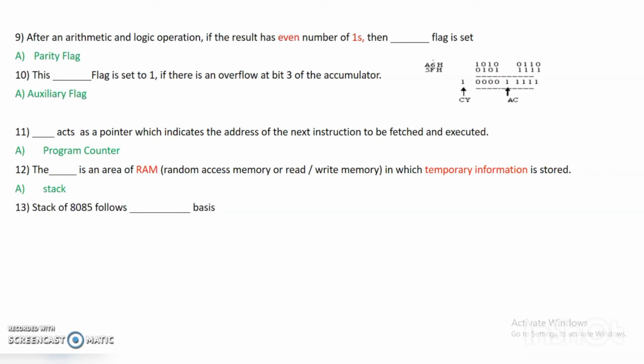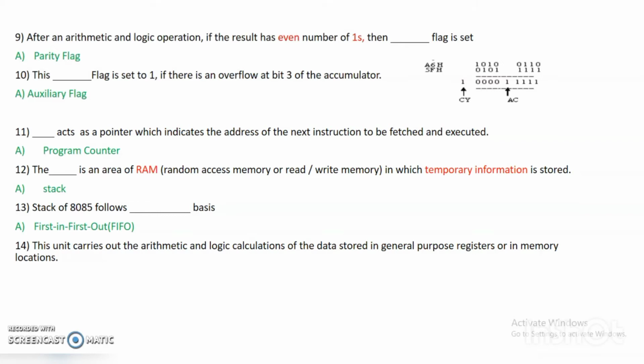Bit number 13. Stack of 8085 follows dash basis. So the answer will be first in first out. Whatever value is pushed onto the stack first will be the first value popped from the stack. So the first value coming in is the same first value coming out.